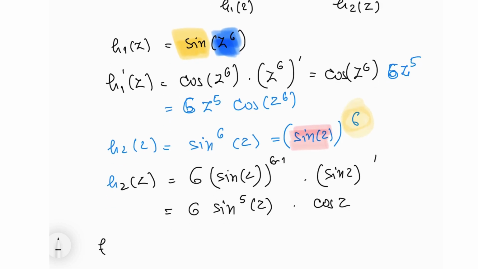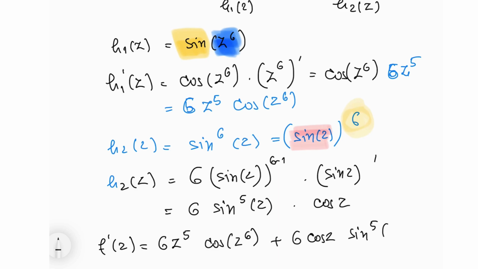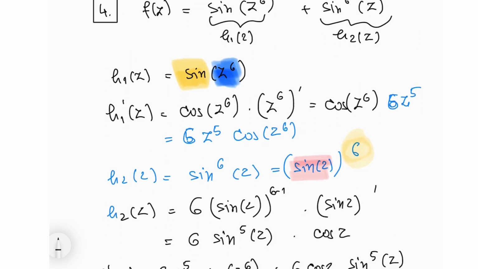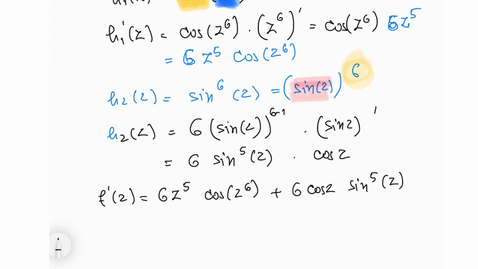So the final answer f prime of z is 6z to the power 5 cosine z to the power 6 plus 6 cosine z sine to the power 5 z. Okay, so those are 4 basic problems in part 1 of the chain rule, and we will see more in the next video. Thank you.